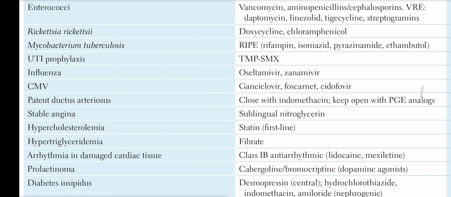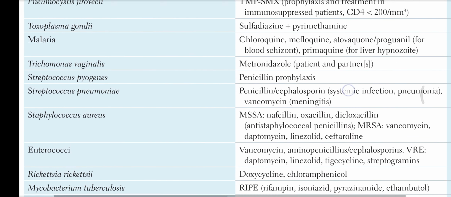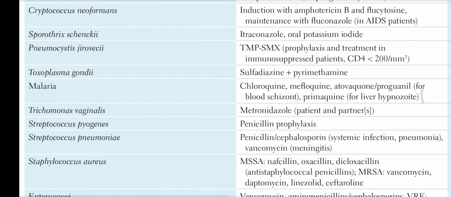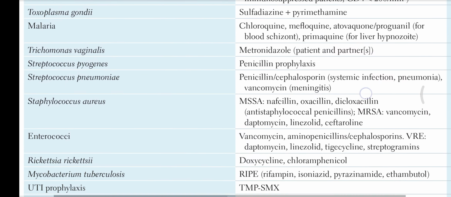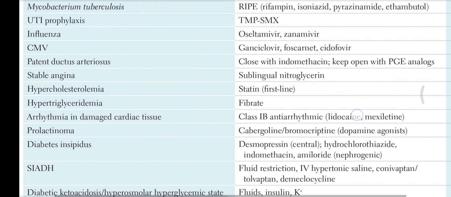UTI prophylaxis: TMP-SMX, trimethoprim-sulfamethoxazole. TMP-SMX is also given for Pneumocystis jirovecii. Next is influenza. In influenza, oseltamivir and zanamivir are given.